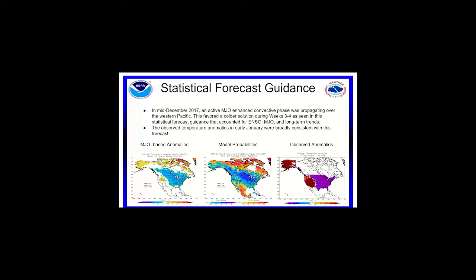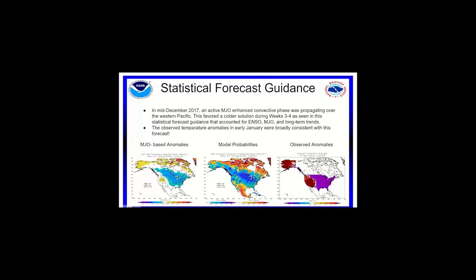And this bottom row shows the tools that were actually in use at the time that we were issuing week 3 and 4 forecasts for this period. So this is pretty cool. On the left, these are the temperature anomalies based just on the MJO constituent of a statistical model. The middle panel is using MJO, El Nino, La Nina, as well as long-term trends, and then converting it into probability space. And then the right panel is what happened.